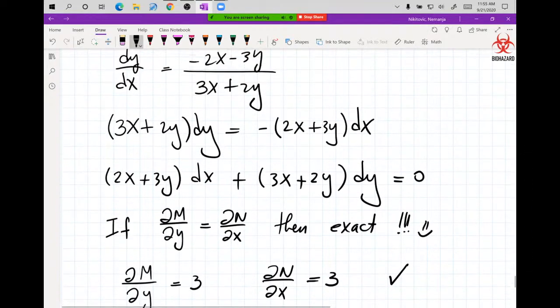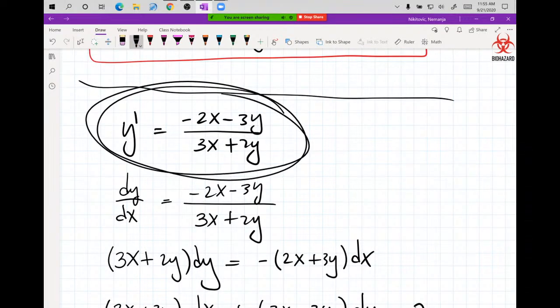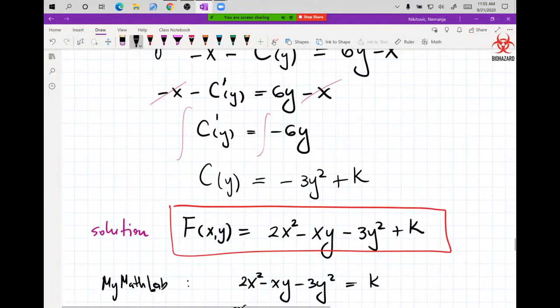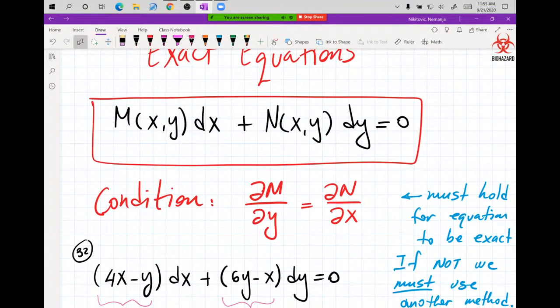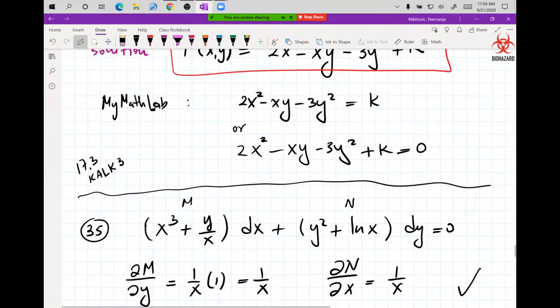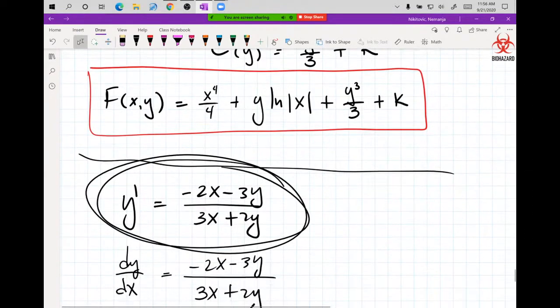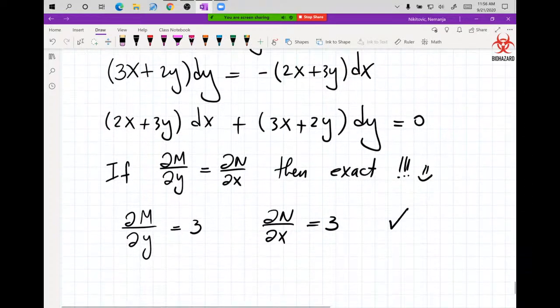So we start with a problem that doesn't look like an exact equation because you are programmed by the formula, right? That it has to look like this. But things could be shoveled around, right? With algebra, you can change them into other forms. What's most important is for the condition for exactness to hold.